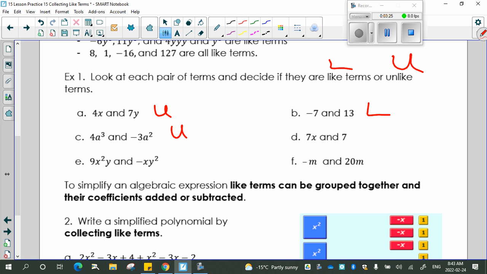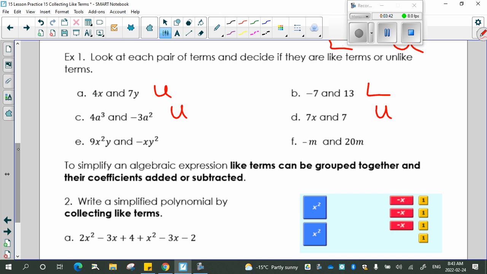7x and 7. Like? Unlike. Because this one doesn't have an x. They have to have the same variable part. The coefficients don't affect whether you can group them or not.